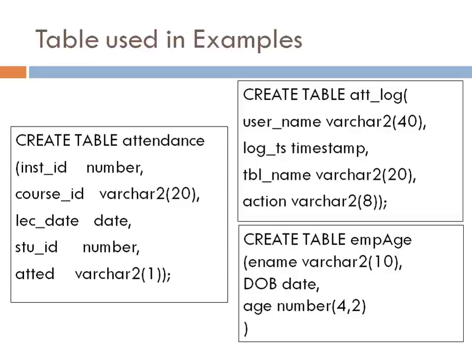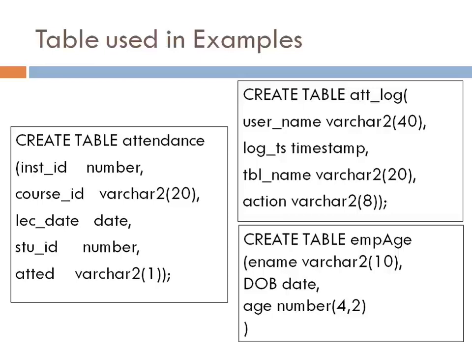The attendance is given as P if the student is present, and A if the student is absent. Then the second table is ATT_log, with username, log timestamp TS, then the name of the table on which this activity is taking place, and then action, what action has been done, that is whether insertion, deletion or updation is done.